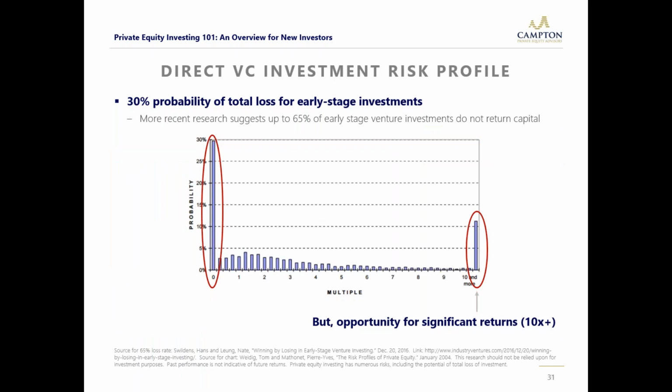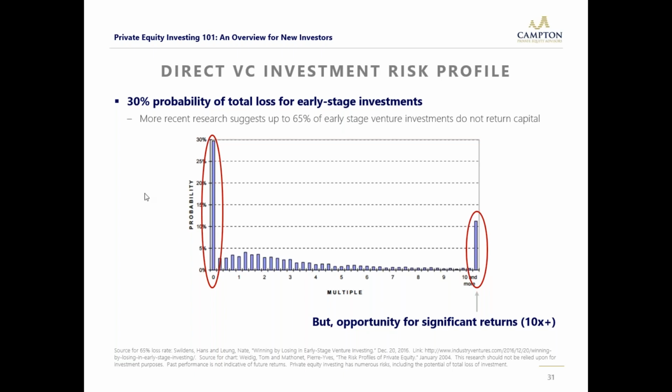This slide is from some academic research that was done in 2004. What this really shows is a risk profile. Here on the bottom, this shows what the potential return is. A 0 means you've lost all your money. Here, a 1 means it's 1x return and you've received your money back. Over here, this shows that you receive over 10x of your investment back.